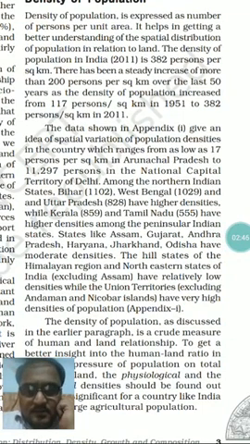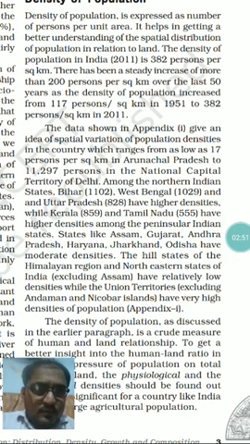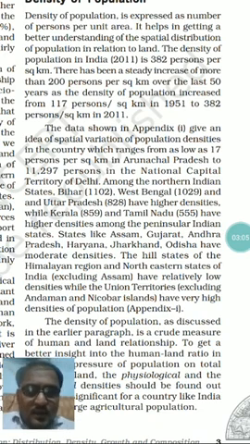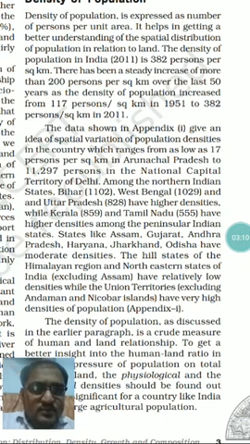It means that in a particular area or region, what is the concentration of population or human density. There is a relation between the area and the people settled there, and that ratio is known as density of population: the ratio between the area and the number of people.